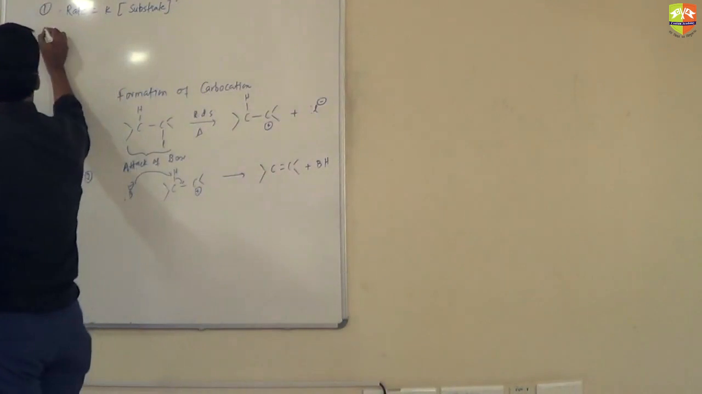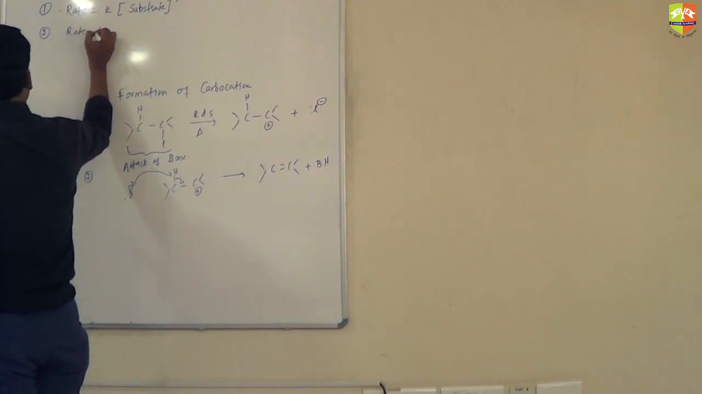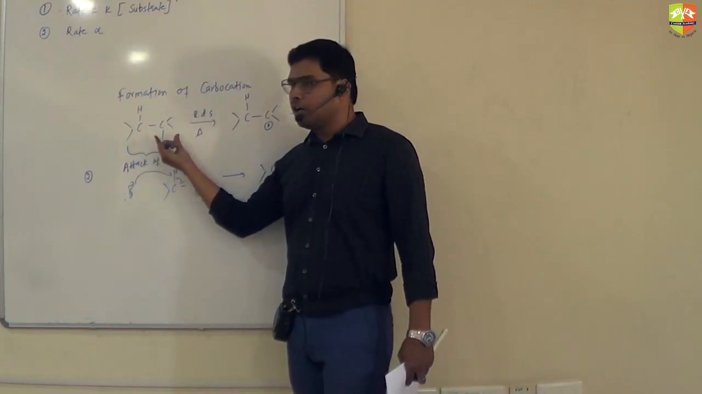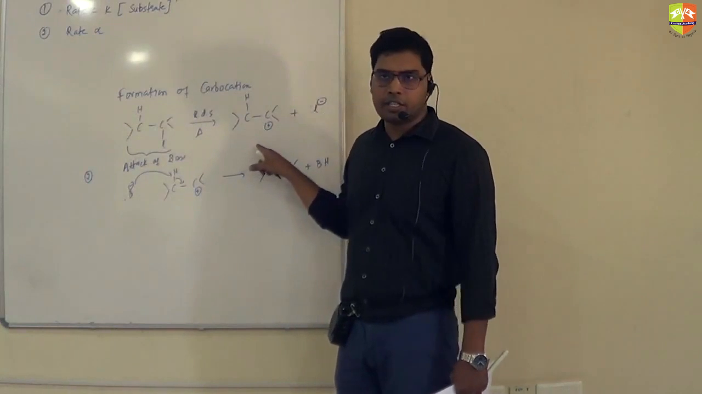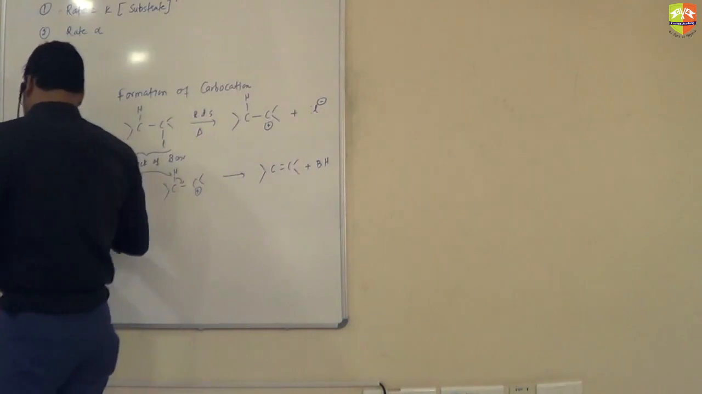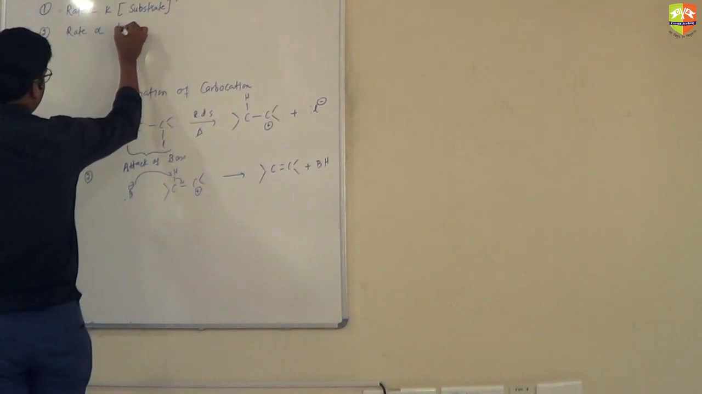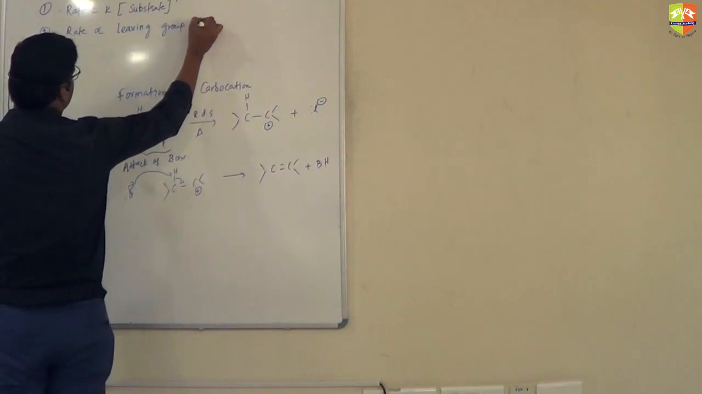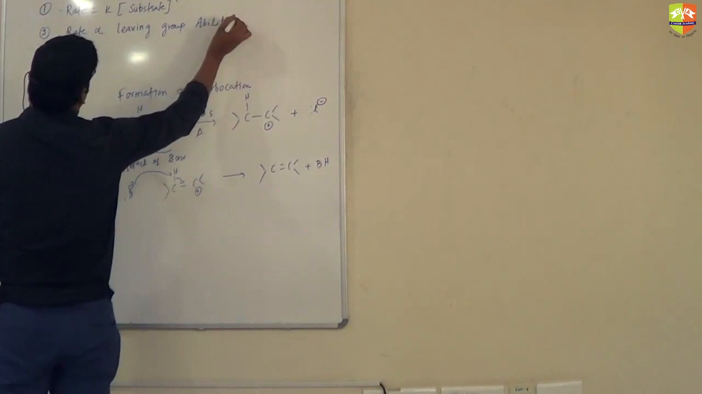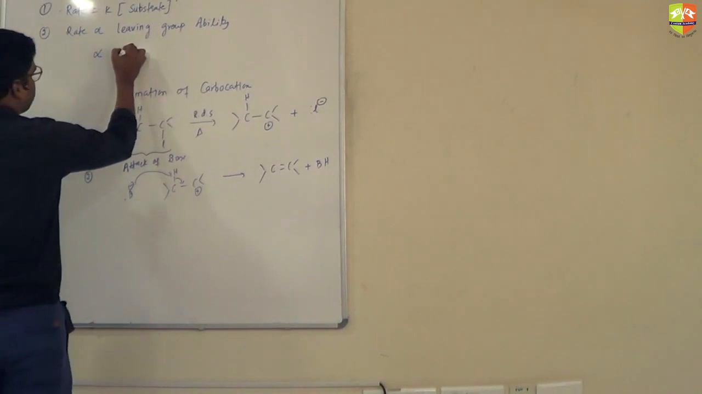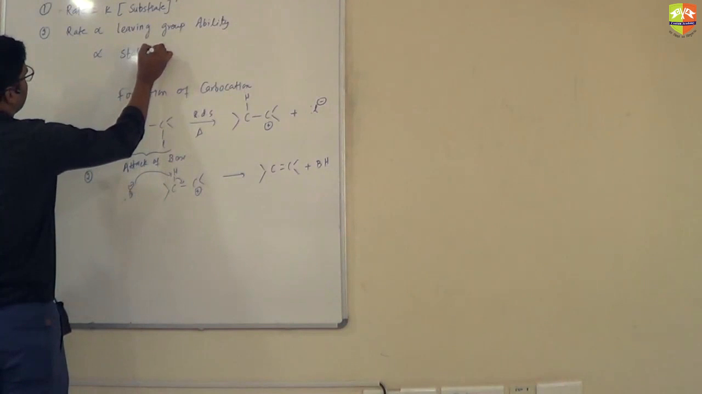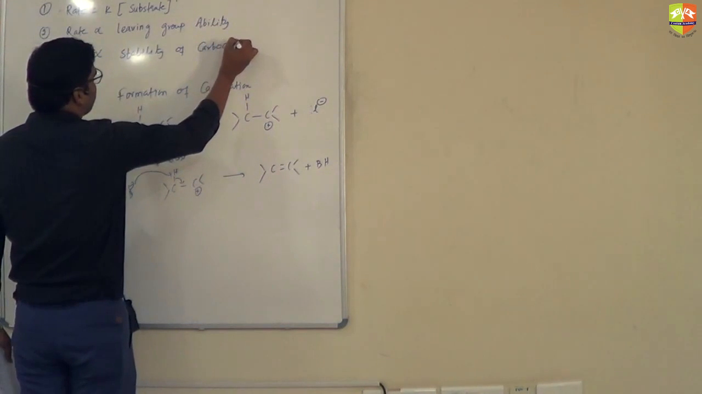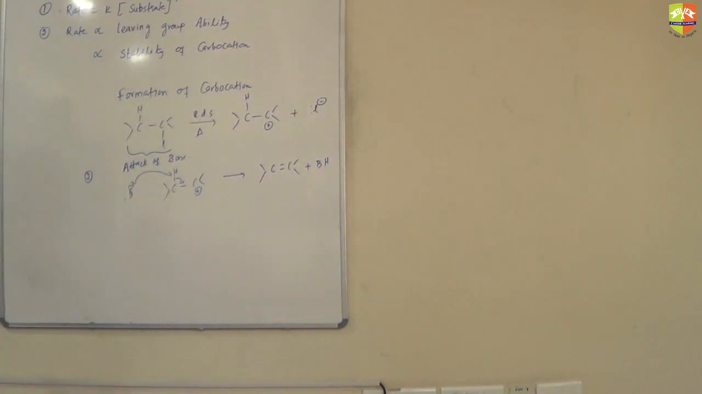Second point, what we can write? Rate is directly proportional to the stability or nature of the leaving group. That's also one condition. If we have a good leaving group, then formation of carbocation is easier. It is directly proportional to leaving group ability. It is also directly proportional to the stability of the carbocation formed in the first step. Before rearrangement, we are not considering.